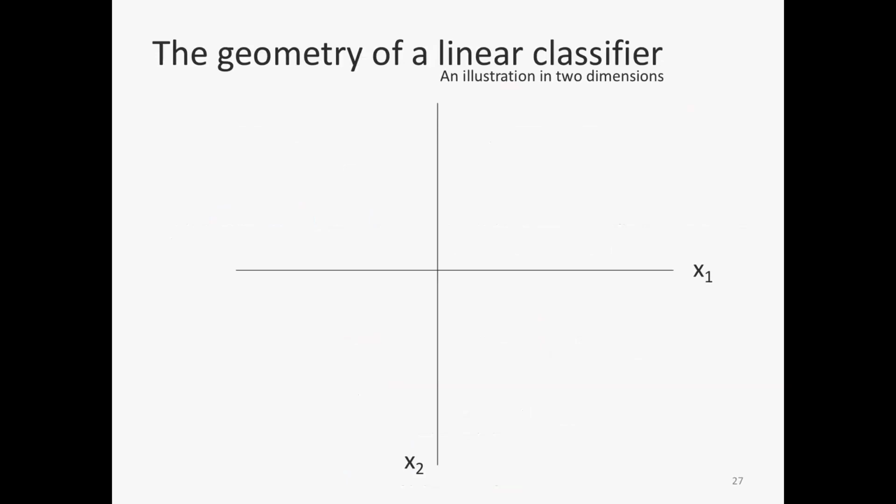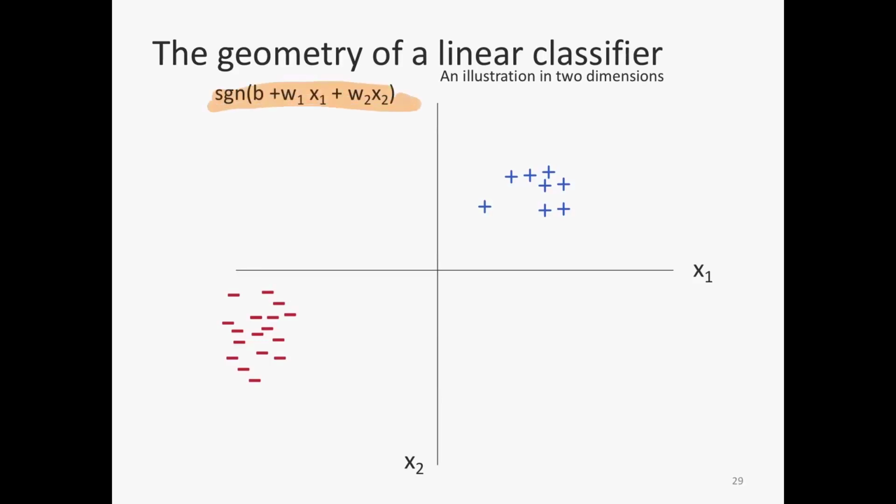So I have x1 and x2. And imagine that I have a data set that looks like this. There are some examples that are pluses and some examples that are minuses. My goal is to draw some sort of a separator between those two things. A linear classifier is nothing but this object here, the sign of a bias plus W1x1 plus W2x2. Every feature gets its own weight. So x1 gets a weight W1, x2 gets a weight W2, and there's a bias.